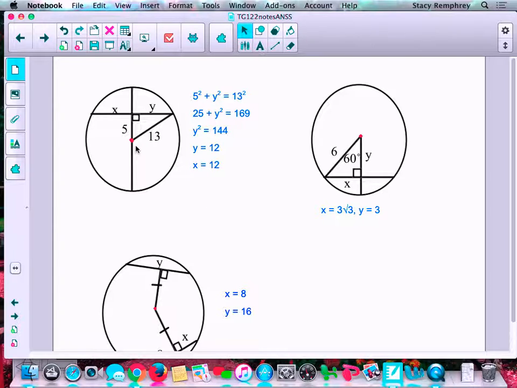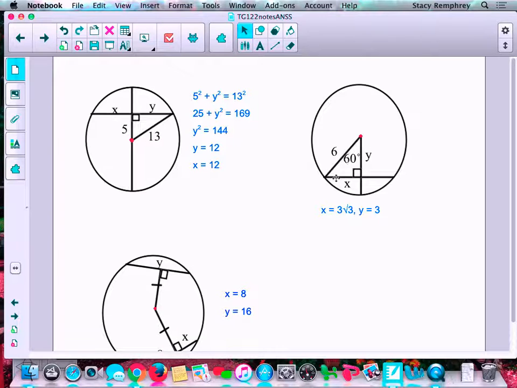All right, over here, that red dot is marking the center. That means this is a diameter. I can see that it's perpendicular to the chord because there's a right angle. That means it's splitting this chord into 2 equal segments. I see a right triangle here, so I'm going to use Pythagorean theorem to find y. Y is 12. And then again, because this is a diameter and it's perpendicular to the chord, I know it splits it in half. So if y is 12, x is also 12.